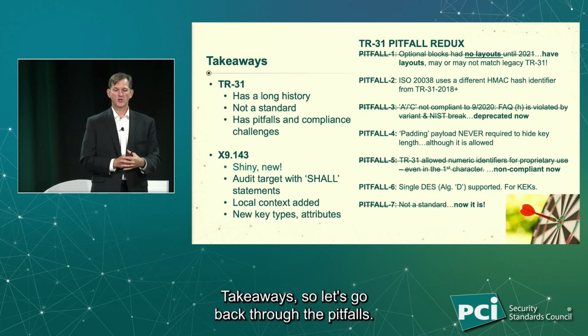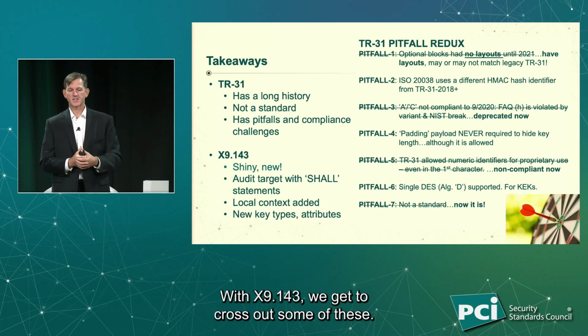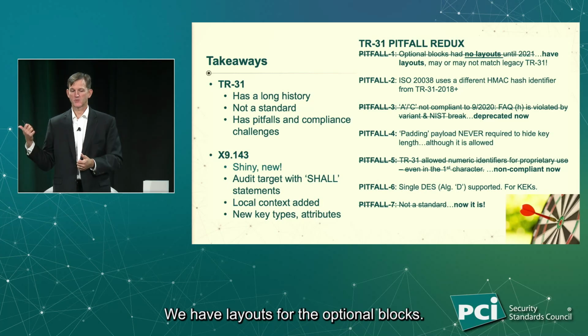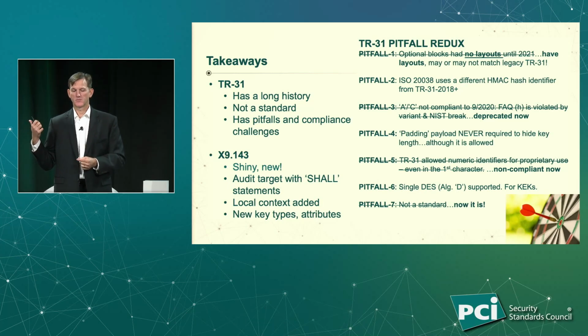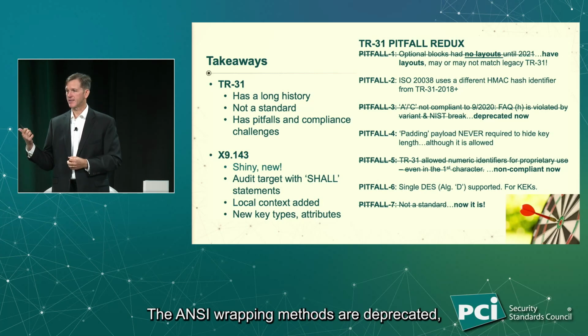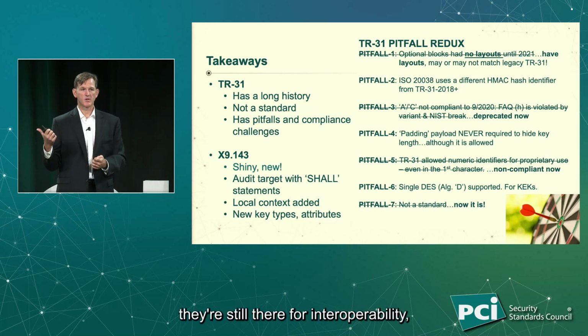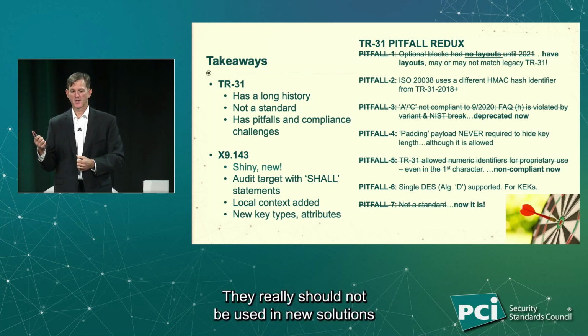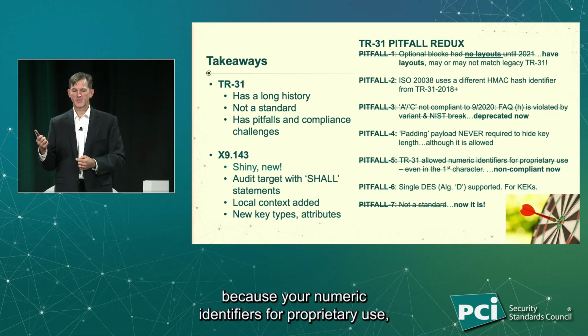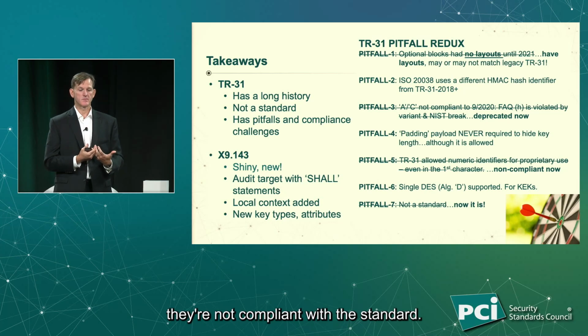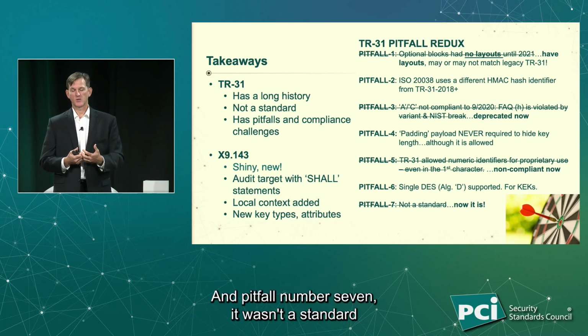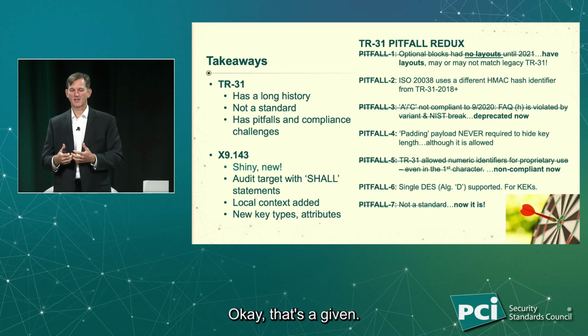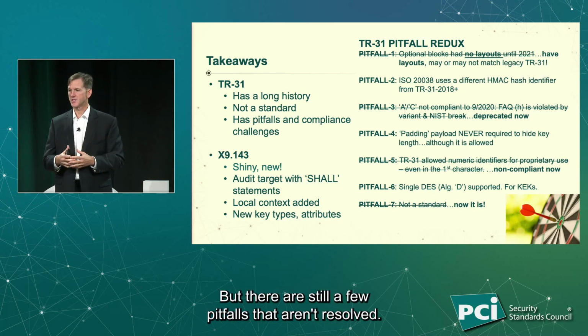Takeaways. So let's go back through the pitfalls. With X9.143, we get to cross out some of these. We have layouts for the optional blocks. The ANSI wrapping methods are deprecated. They're still there for interoperability, but they're deprecated. They really should not be used in new solutions. And we can cross out number 5 because your numeric identifiers for proprietary use are now compliant with the standard. And pitfall number 7, it wasn't a standard, now it is. Okay, that's a gimme.